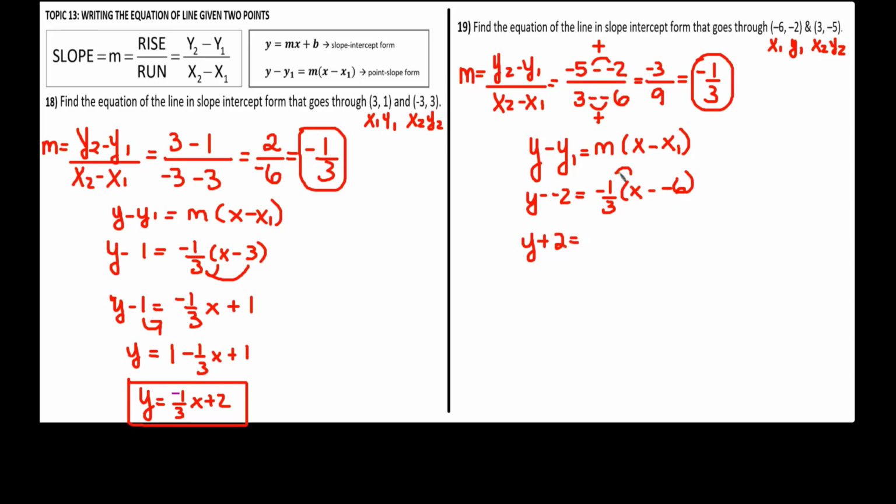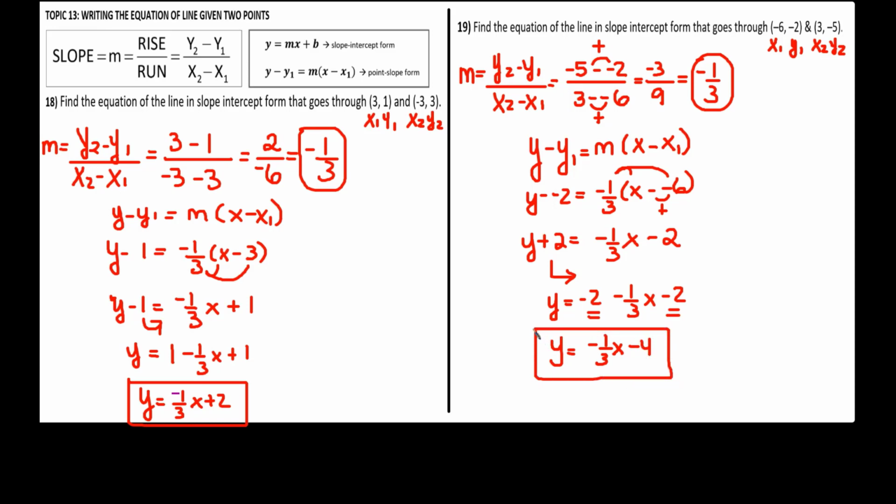We're going to eliminate parentheses. Please remember that this is also positive. So this would be negative 1/3 x. Negative 1/3 times positive 6 is negative 2. And last thing, we need to get the y alone. So we're going to move the 2 to the other side. So this would be negative 2. Negative 1/3 x minus 2. y equals negative 1/3 x. We're combining the 2 with the 2, so it gets negative 4. And that's our answer right there.